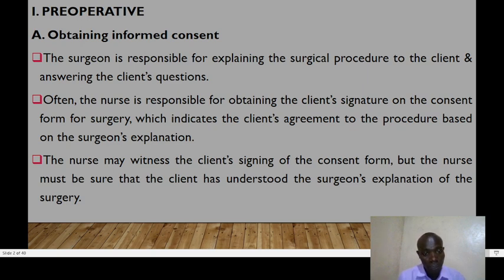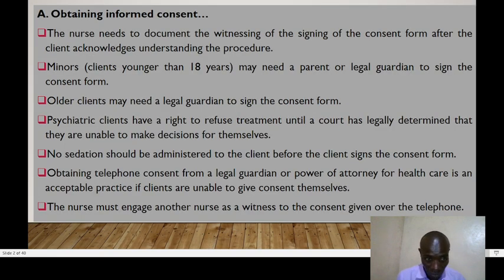Sometimes the nurse may witness the client signing the consent form, but the nurse must be sure that the client has understood the surgeon's explanation of the surgery. The nurse also needs to document the witnessing of the signing after the client acknowledges understanding of the procedure. If you have a minor, a client younger than 18 years, you may need a parent or legal guardian to sign the consent form. For older patients, they may also need a legal guardian to sign the consent form.